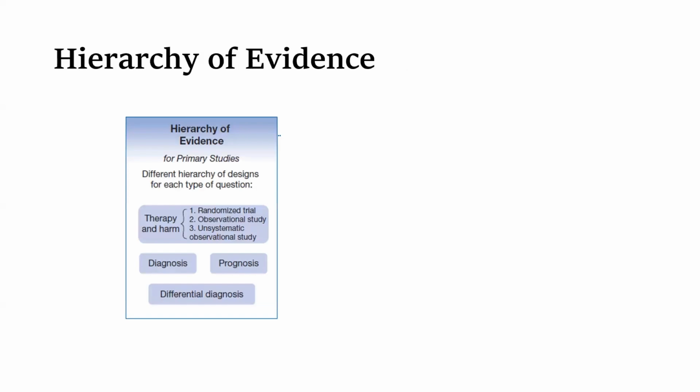We have to use the hierarchy of evidence and the hierarchy of EBM resources to search for answers. Let's look first at the hierarchy of evidence. For primary studies, the hierarchy of research designs depends on the type of research question. For therapy and harm, at the top of the hierarchy is randomized trials, followed by observational studies like cohort and case control, followed by unsystematic observational studies. Questions of diagnosis, prognosis, and differential diagnosis would have different hierarchies of evidence.